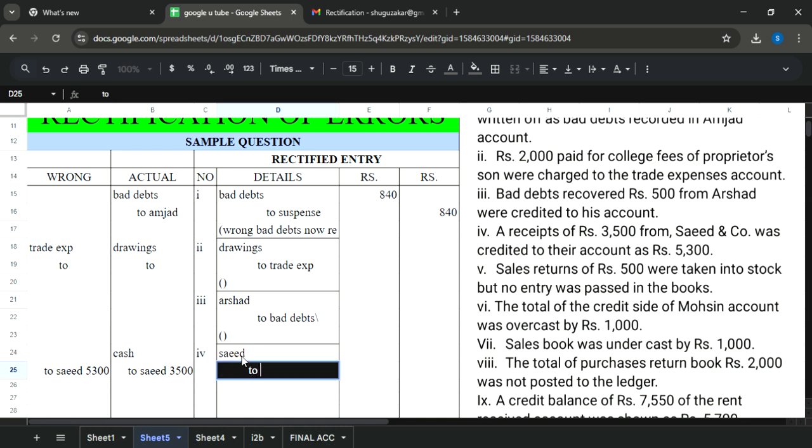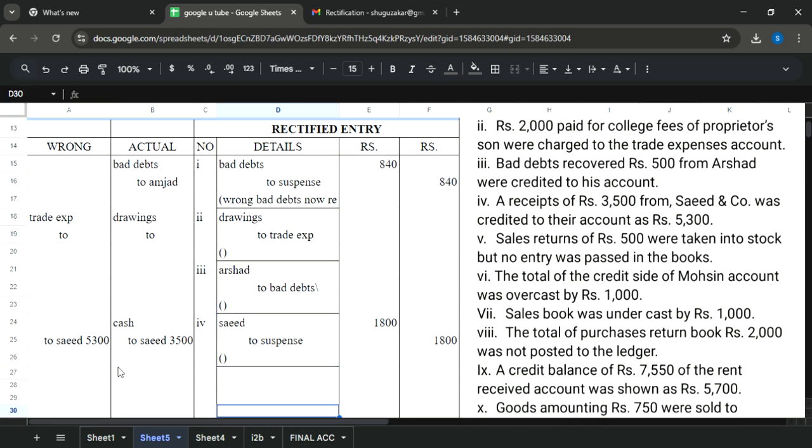Next, there was only one mistake in Saeed, nothing else is present to be written, so you will write suspense account, and as usual in undercast or overcast you always write the difference. 5,300 minus 3,500 to calculate the difference. So we have got 1,800. Same amount you are required to write over here. After that, just put the ending line.